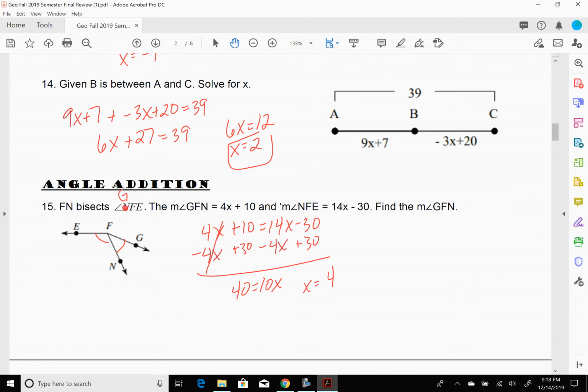Okay, now we need to find the measure of angle GFN. So we just plug in 4 times 4 plus 10. So 16 plus 10, that's 26. So that is the measure of angle GFN.